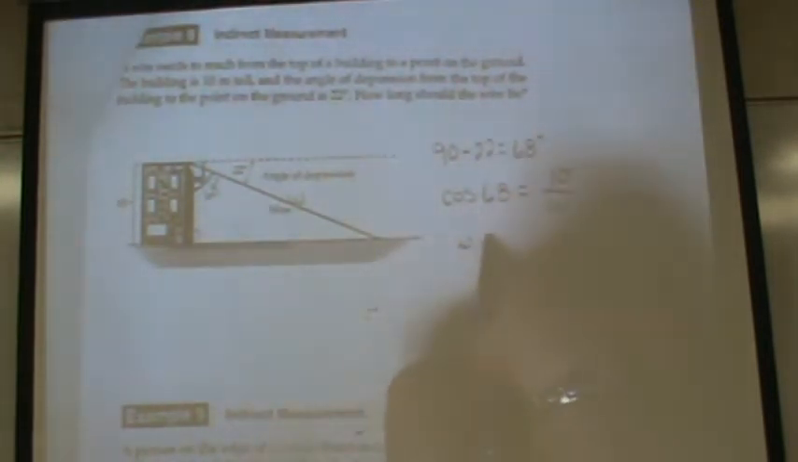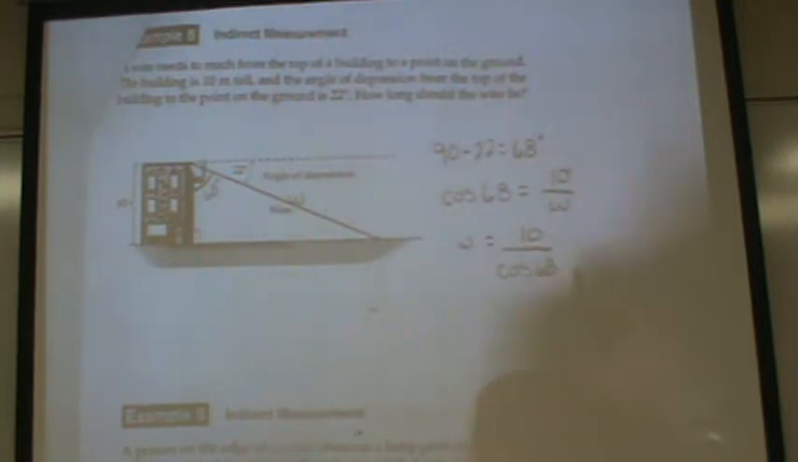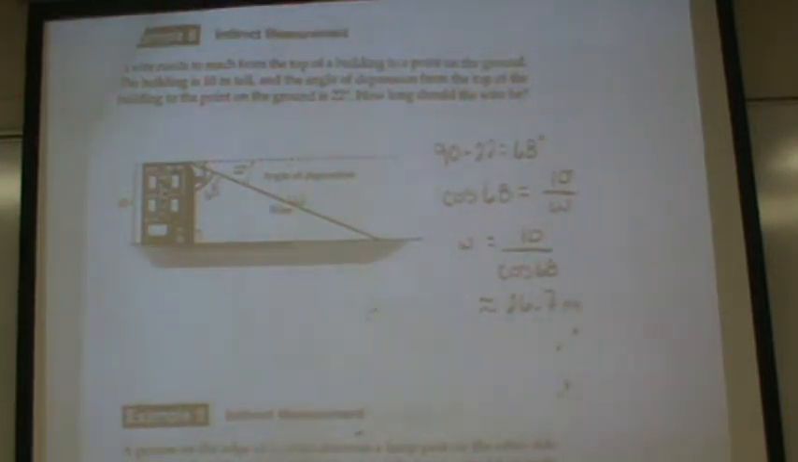Tan versus cosine, 68. And what do we find for W? So our W is approximately 26.7, and that's in meters. So our wire is approximately 26.7 meters long.